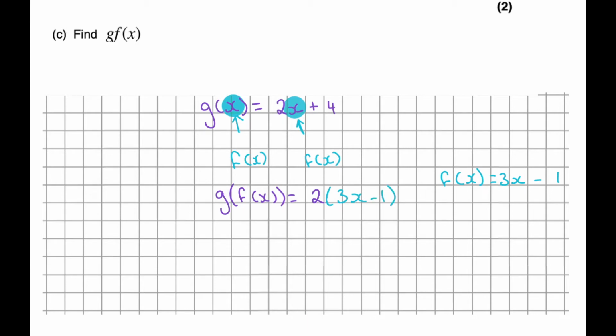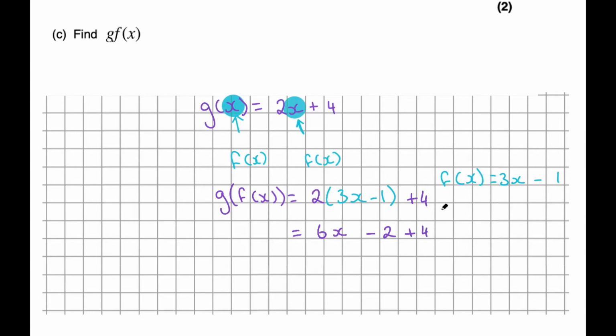And then I'm going to have plus 4. And the last step then here is to just tidy that all up. So I'm going to tidy it up by multiplying it out. I'm going to have 2 by 3x is 6x. I'm going to have 2 by minus 1, which gives me minus 2. And then I've got plus 4 at the end.